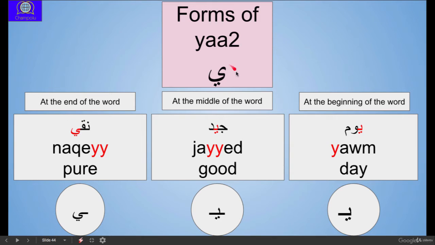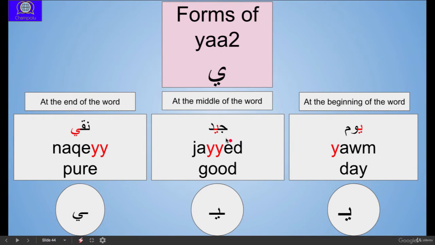And in terms of shape, you'll find that it takes different shapes. So this is how it looks when it is separate, and this is the initial form, this is the medial form, and this is the final form. So for a word like yawm, which means day, you'll find that the letter ya comes in the beginning of the word, so it takes the initial form.